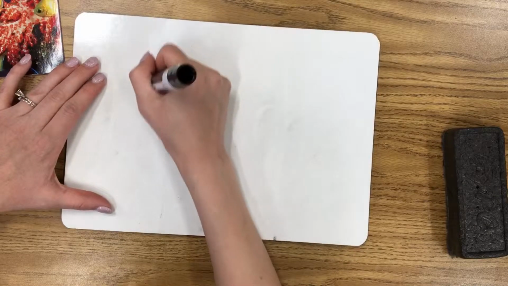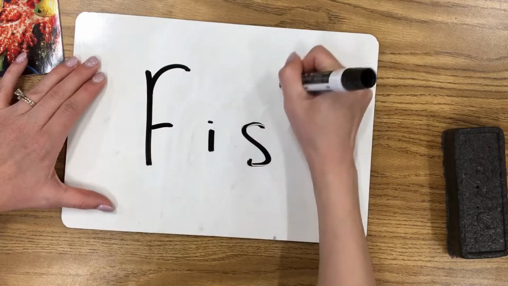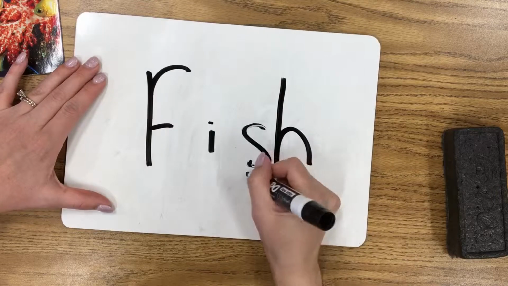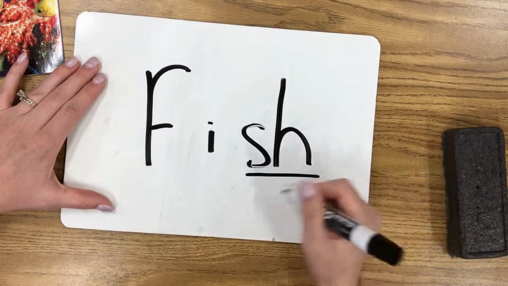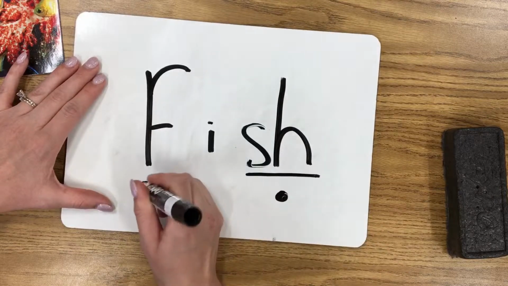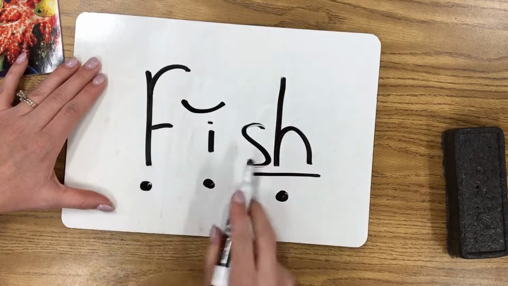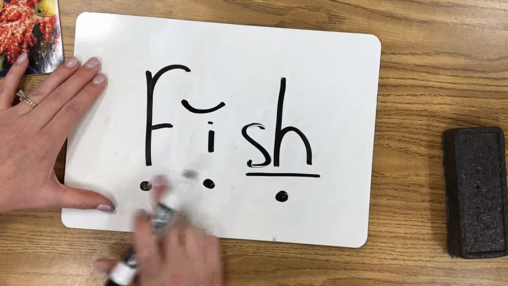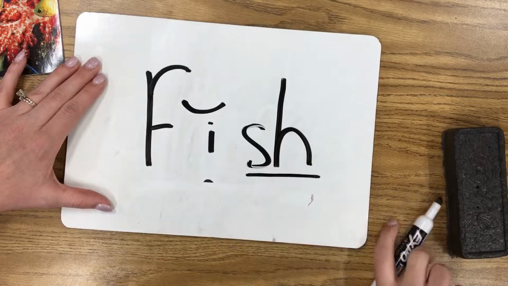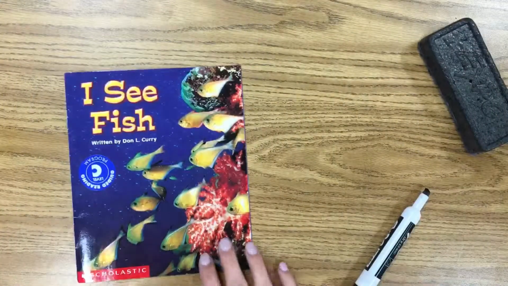Ooh, I love this word because this word has something very special in it. This word has a digraph, and with a digraph, we always underline it if it's a word that we don't know. And this digraph, sh, makes the sound sh. So we have ish. And we know that this is going to be a short I because it's between two consonants and there's no vowel after it. So we have ish, fish. Great job.